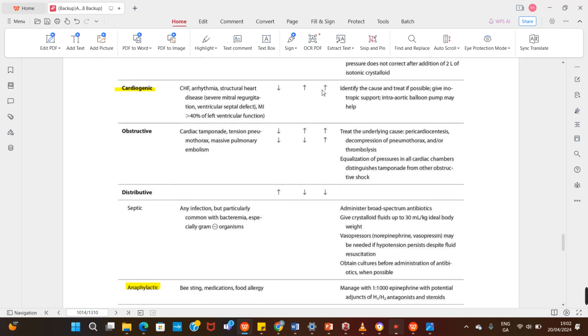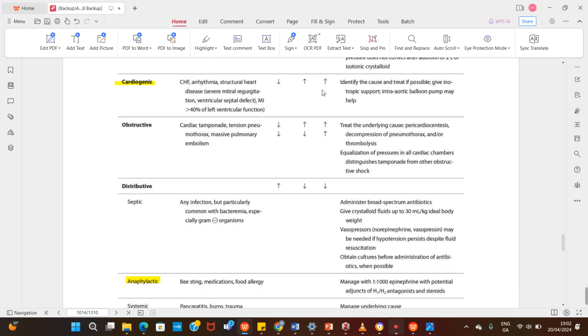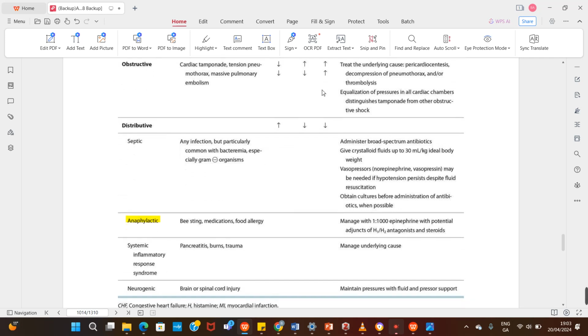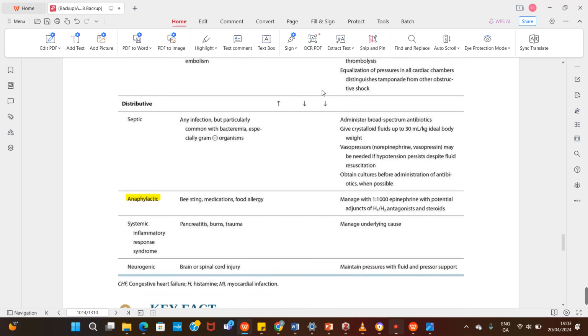The last part is the distributive shock. So what happens in distributive shock? Majority of the causes of distributive shock, they are all associated with a compromise of the venous tone. So there is venodilation or vasodilation. So there's dilatation of the vessels, they are dilated. And we have a lot of causes of distributive shock. And just know that all of them, they bring about vasodilation.